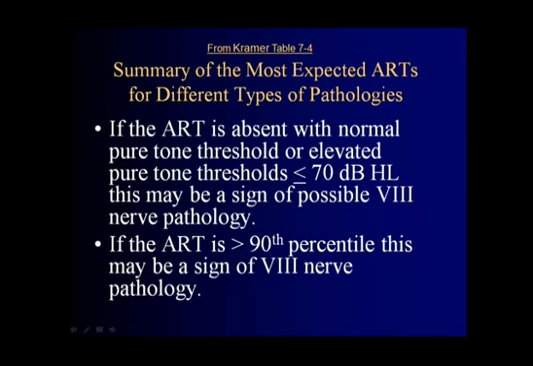If the acoustic reflex threshold is absent in the presence of a normal pure tone threshold, or elevated pure tone thresholds less than or greater than 70 dB HL, this may be a sign of a possible eighth nerve pathology, such as an acoustic neuroma, also known as a vestibular schwannoma. If the acoustic reflex threshold is greater than the 90th percentile in the distribution of the norms, this may be a sign of eighth nerve pathology.